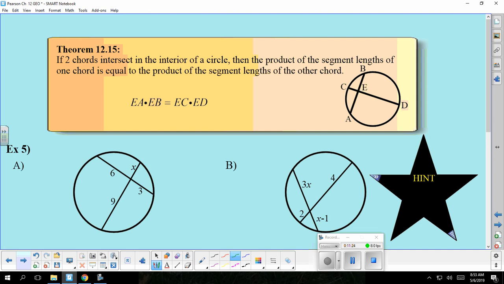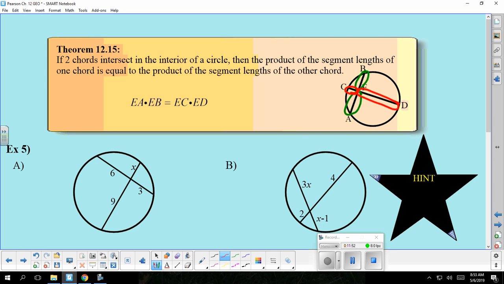If two chords intersect in the interior of a circle, then the product of the segment lengths of one chord is equal to the product of the segment lengths of the other chord. So let's see what this is. So EA, we have that section, times EB equals EC times ED.